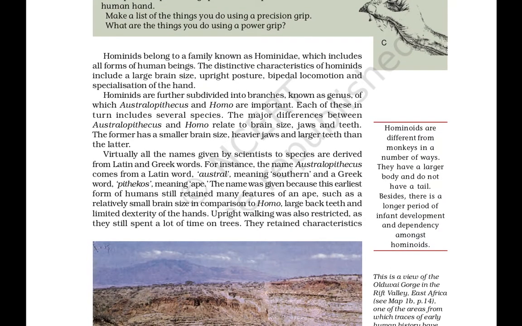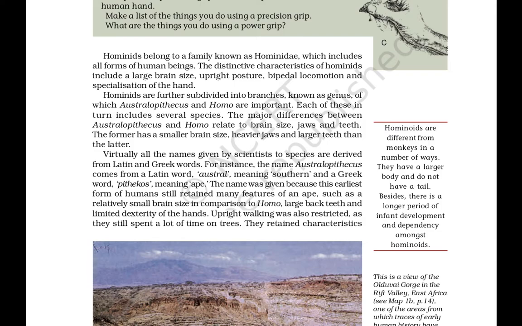Hominids belong to a family known as Hominidae, which includes all forms of human beings. The distinctive characteristics of hominids include a large brain size, upright posture, bipedal locomotion, and specialization of the hand. Hominids are further subdivided into branches known as genus, of which Australopithecus and Homo are important. Each of these, in turn, includes several species. The major differences between Australopithecus and Homo relate to brain size, jaws, and teeth. The former has a smaller brain size, heavier jaws, and larger teeth than the latter.